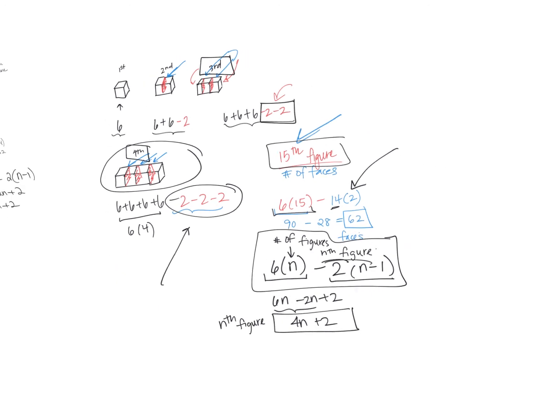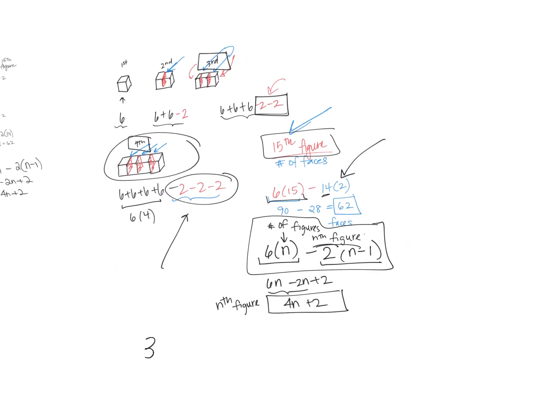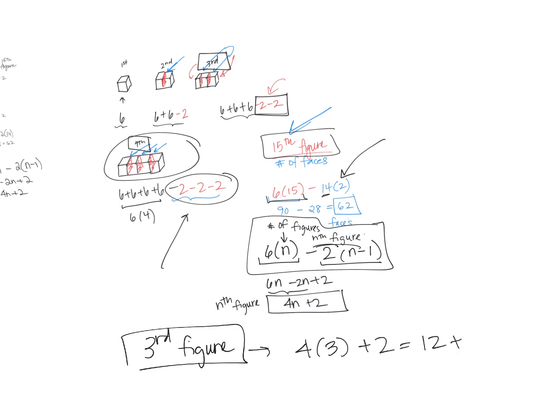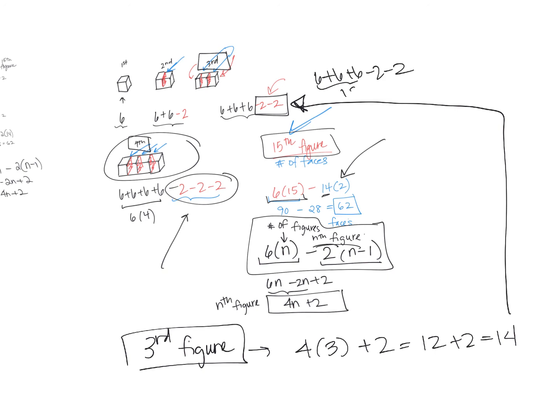And just to double check, for the 3rd figure, using the formula, that would be 4 times 3 plus 2. That's 12 plus 2, which is 14. And I'm going to double check my math because I didn't simplify these before. 6 plus 6 plus 6 minus 2 minus 2. So that's 18 minus 2 is 16 minus 2 is 14. It worked.